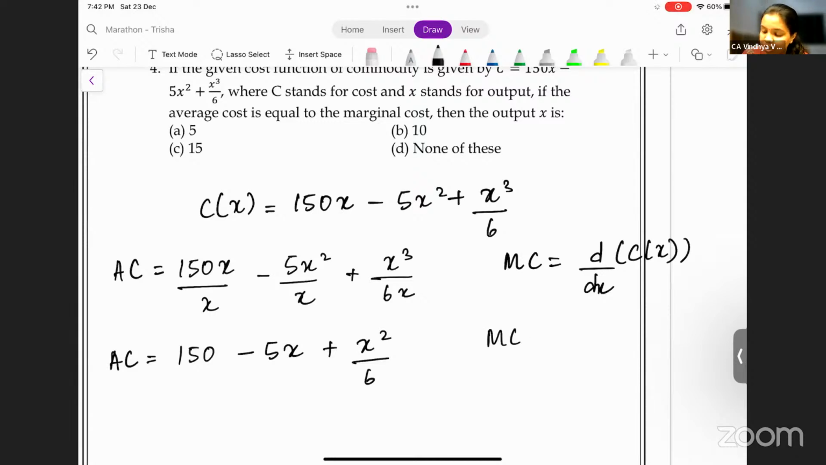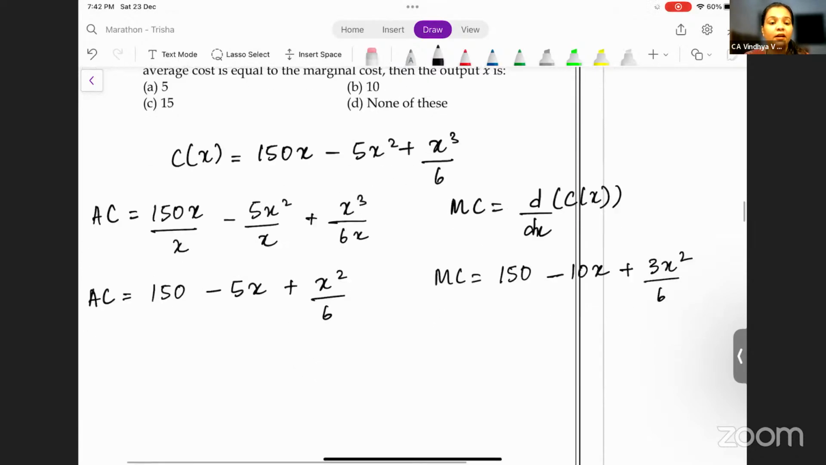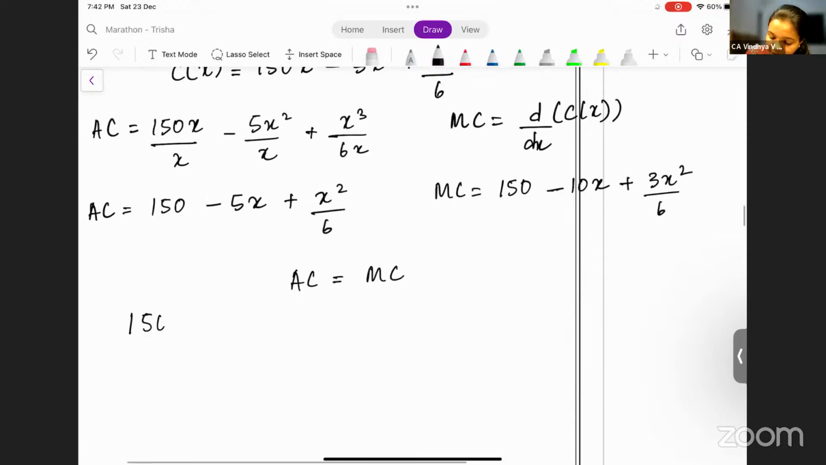So marginal cost here would be (150 - 10x + 3x²)/6. So you have to find the value of x where average cost and marginal cost are equal to each other. So average cost is equal to marginal cost. You have (150 - 5x + x²)/6 is equal to (150 - 10x + 3x²)/6.